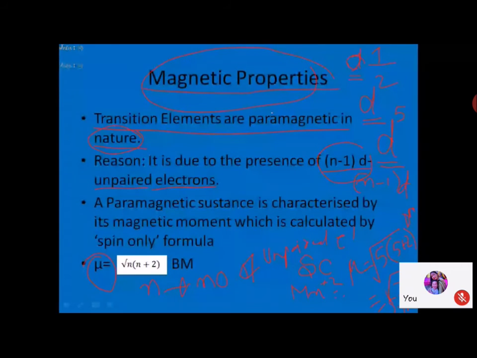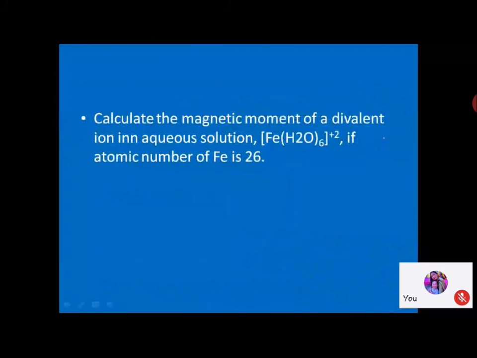So calculate the magnetic moment of a divalent ion in aqueous solution. Calculate the magnetic moment of iron. Then what is the oxidation state? And the atomic number of iron is 26. The question itself says divalent. So what is the oxidation state of iron in this case? Divalent means plus 2. Okay, so plus 2. Now what would be the electronic configuration?